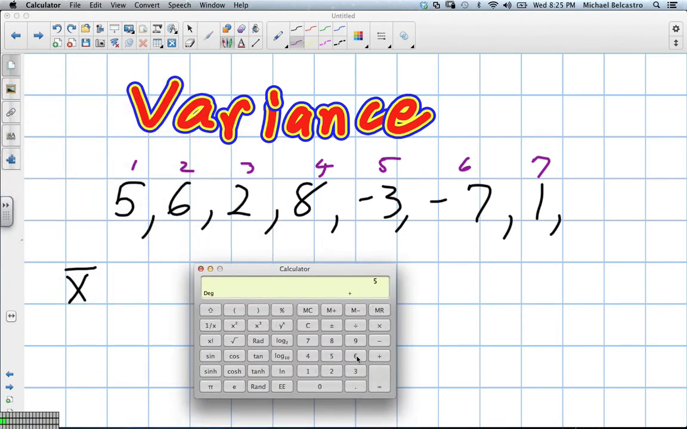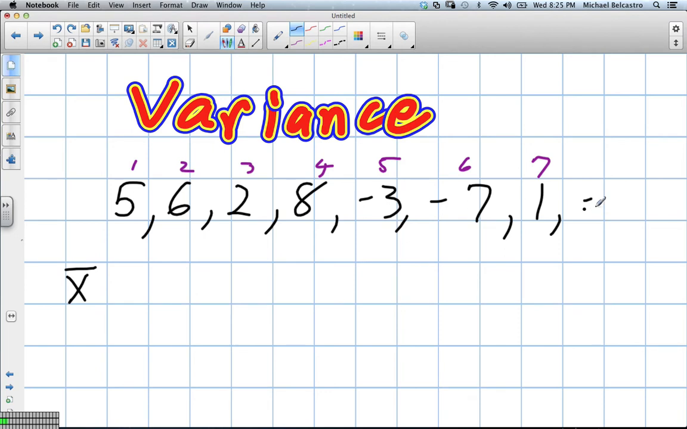5 plus 6 plus 2 plus 8. I'm not going to add negative 3, I'm just going to subtract. Minus 3 minus 7 plus 1 equals... Oh, that worked out great. 12. So 12 is our total sum. So the sum of these is 12.